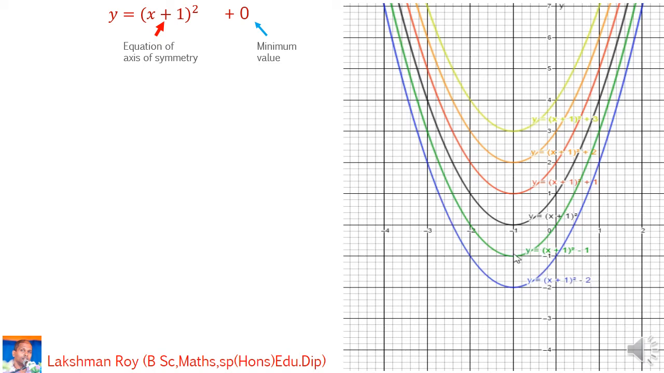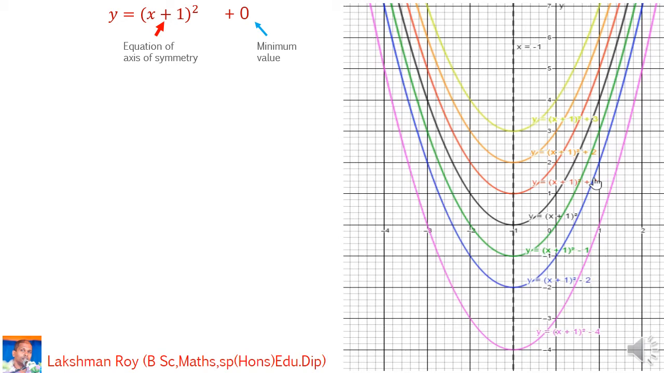Then I moved the black one 4 units down, and (x plus 1) squared remains, minus 4. So that is what happens to the function when translating the graph. Now you can see this black dotted line is the equation of the axis of symmetry, which in this function is x equals -1. The added or subtracted number changes, but the square part remains the same.